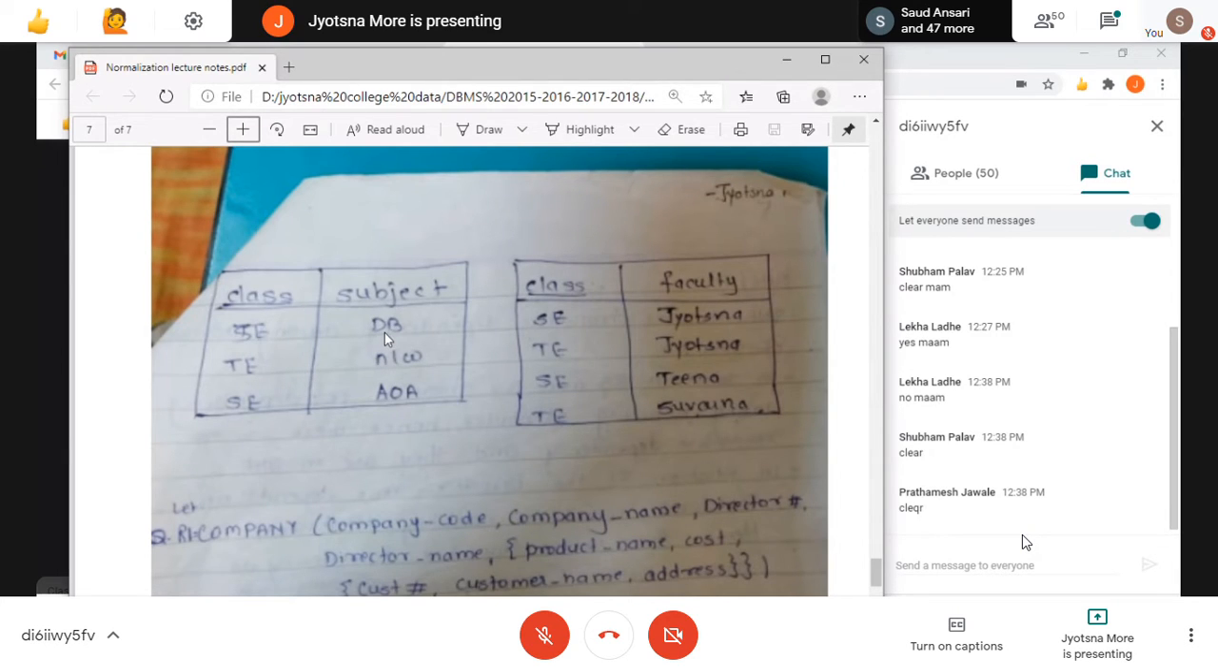I'm having SE with DB, SE with AOA. Different group, T with network, right? Then we are having class name with the faculty. SC with my name I have put, T with my name. So different groups are there. SC with other name, T with other name. So all are different, no repeating groups. So here, this is the way to solve the 4NF.